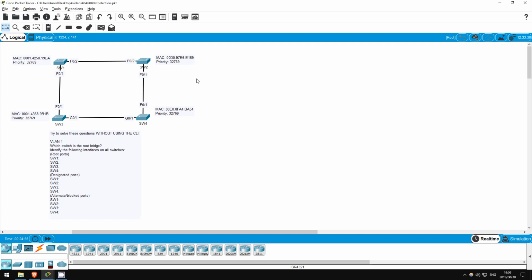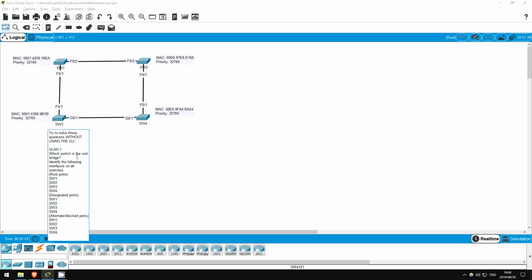Let's get started. Which switch is the root bridge? The switch with the lowest bridge ID will become the root bridge. Remember, the bridge ID consists of the priority and the MAC address of the switch. So the switch with the lowest priority will become the root, or if there is a tie, the switch with the lowest MAC address. Well, all four switches have the same priority of 32769, so let's compare the MAC addresses. By looking at the first four characters of each MAC, we can rule out switch 2 and switch 4. Neither of them has the lowest MAC address. Switch 1 and switch 2 have the same first four characters, but if you look at the next four, you can tell that switch 1 has the lowest MAC. So let me type in the answer. Which switch is the root bridge? Switch 1.